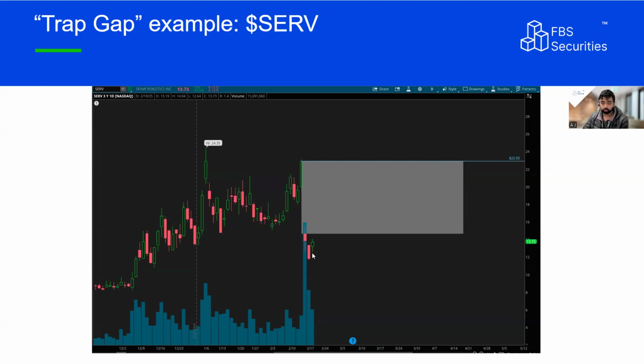I usually don't short stocks too often, or very often at all. But this is an example of where the setup was there. Again, I don't like to take the short side in most instances, but I'll show some bullish trap gaps as well.